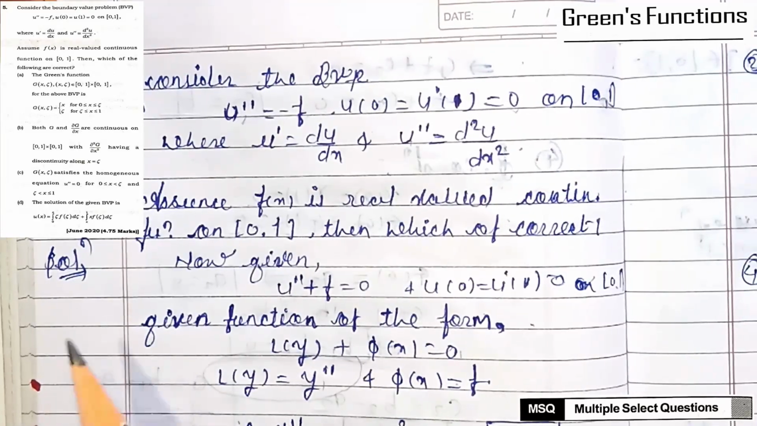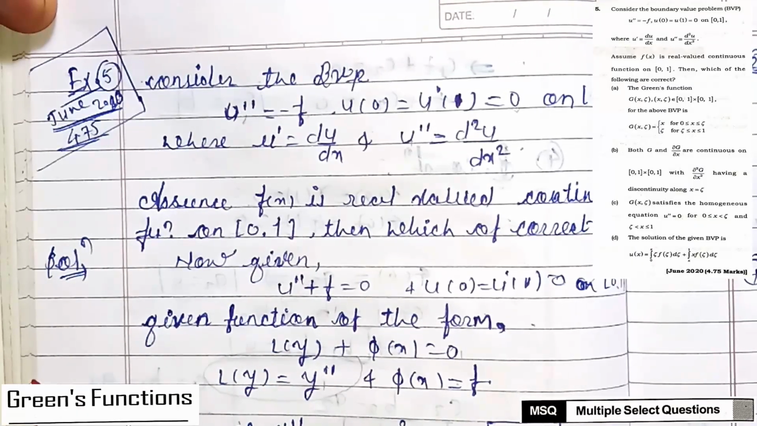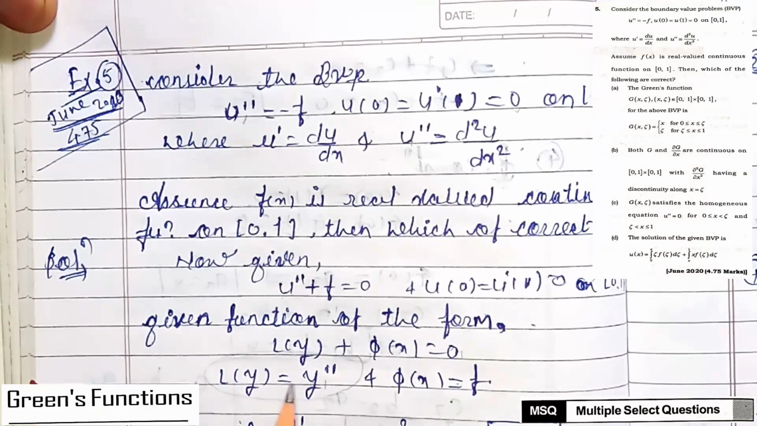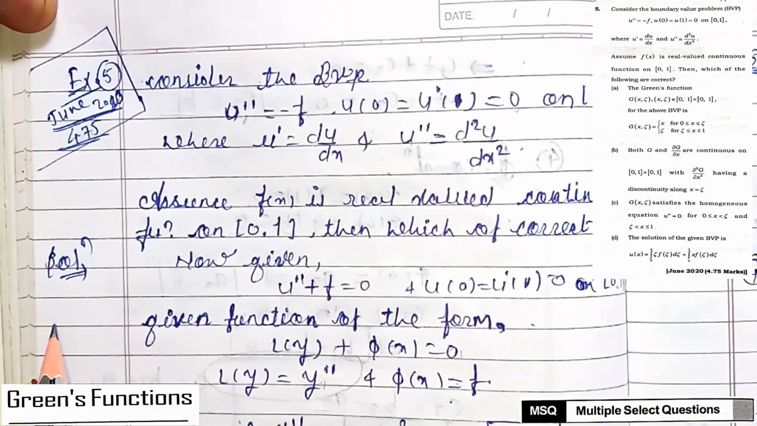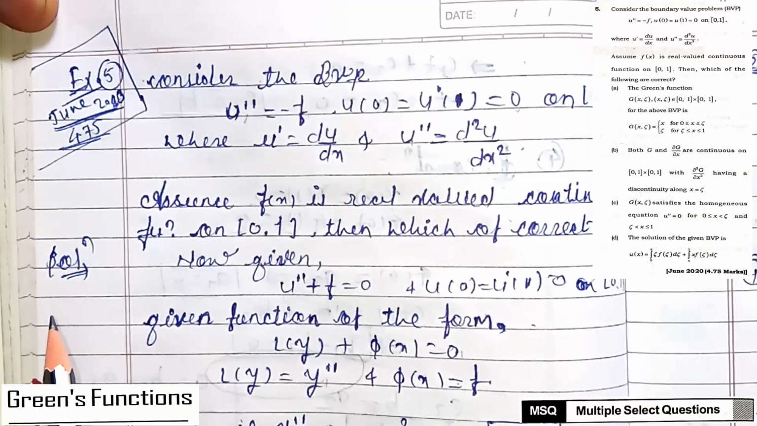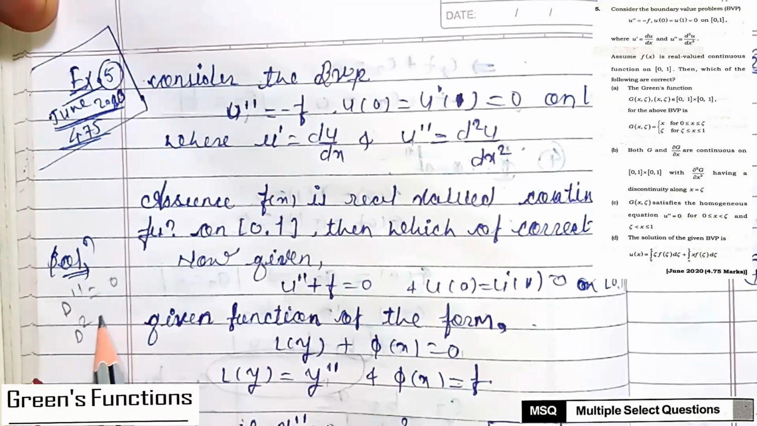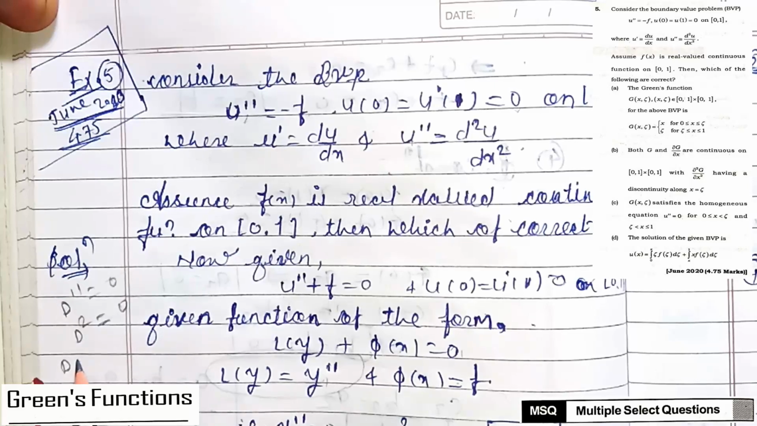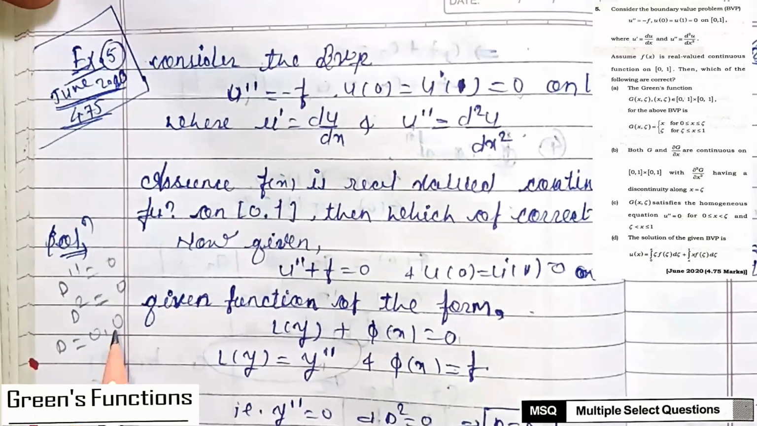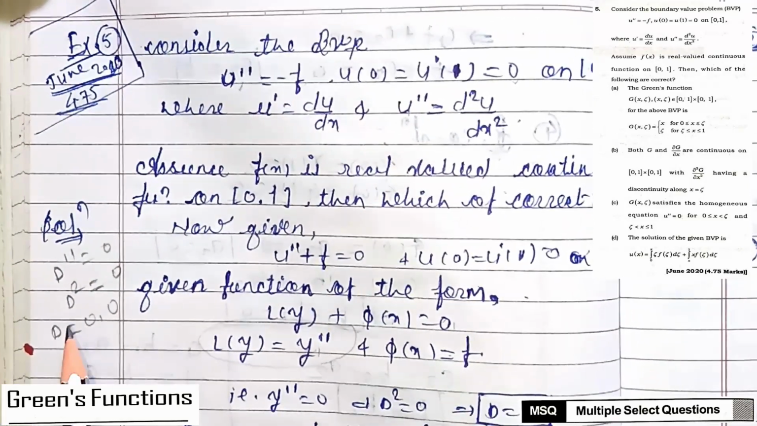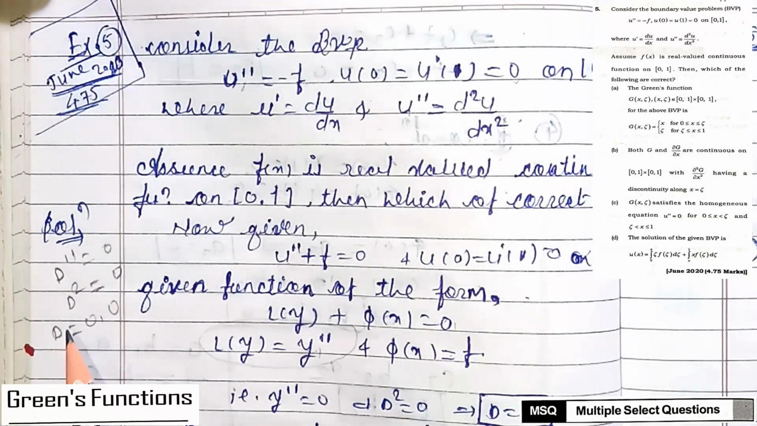If the boundary value problem has only the trivial solution, then we have to find the Green's function, because only then does the Green's function exist and is unique. So y double dash is equal to 0. That means we have to convert y double dash into the form of a polynomial, like a D double dash equal to 0, that is a D square equal to 0. Find the root: D is equal to 0, 0.